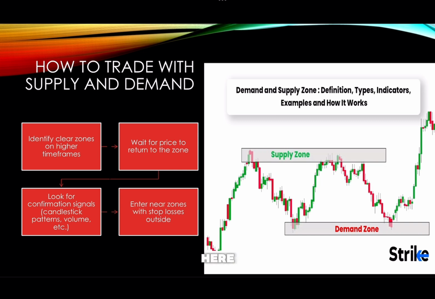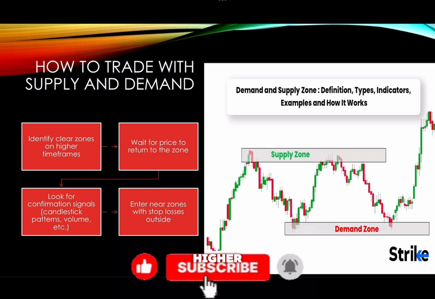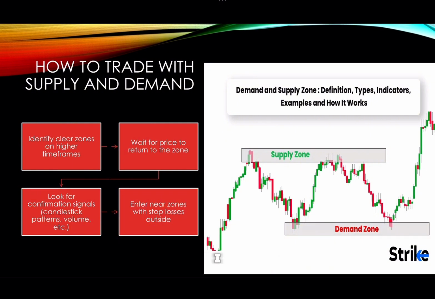Another example right here: identify clear zones on a higher time frame. Like I said before in the last video, if you haven't watched that, go ahead and check that video out. I talk about candlesticks and time frames. Each candlestick represents a time frame. So if I'm on the 15-minute time frame, each stick that you see pop up, whether red or green, going from left to right, each one of these candles represents 15 minutes. A higher time frame would be like an hour or 4 hour, where every one of these candles represents 1 hour.